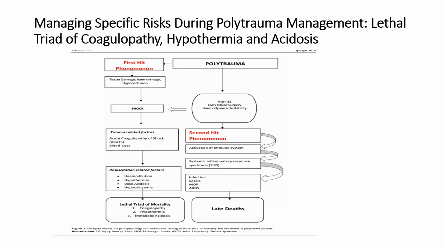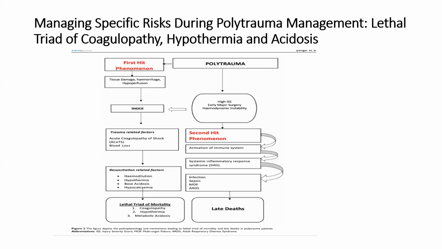Now, managing specific risks during polytrauma management. That is the lethal triad of coagulopathy, hypothermia, and acidosis. So the events in polytrauma: first there is the first hit phenomenon, which results in tissue damage, hemorrhage, and hypoperfusion. That leads to shock. Then there are some trauma-related factors like acute coagulopathy of shock and blood loss. Then there are resuscitation-related factors contributing, which result in hemodilution, hypothermia, base acidosis, and hypocalcemia.